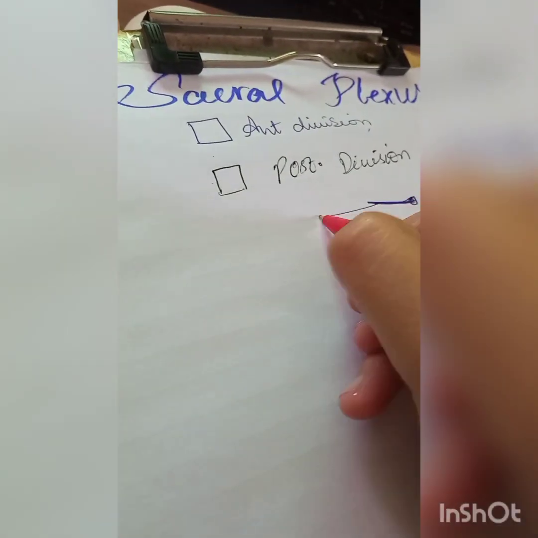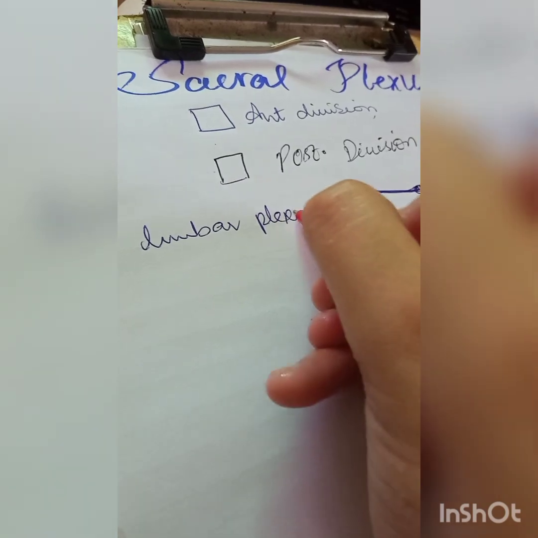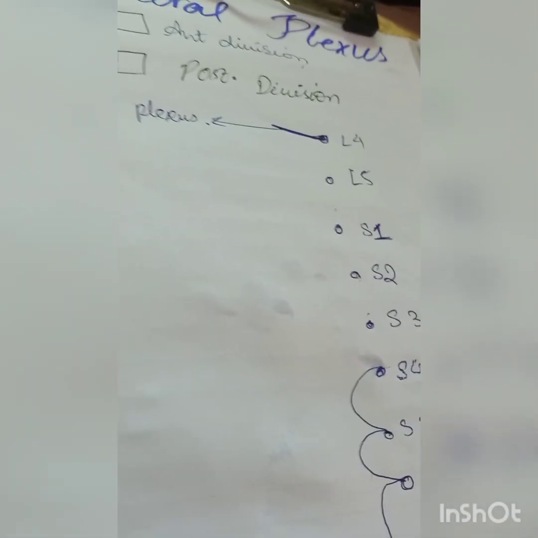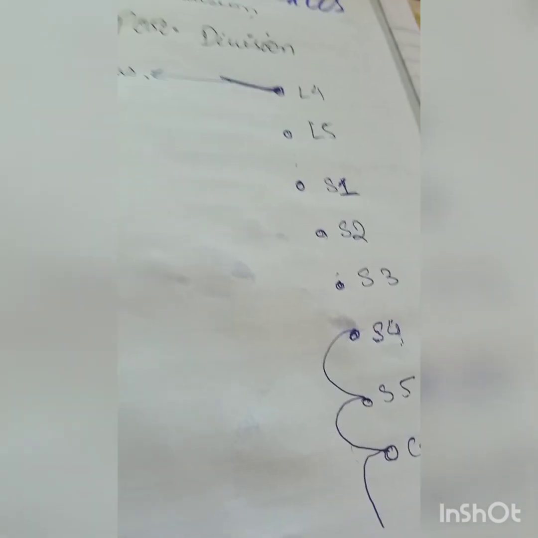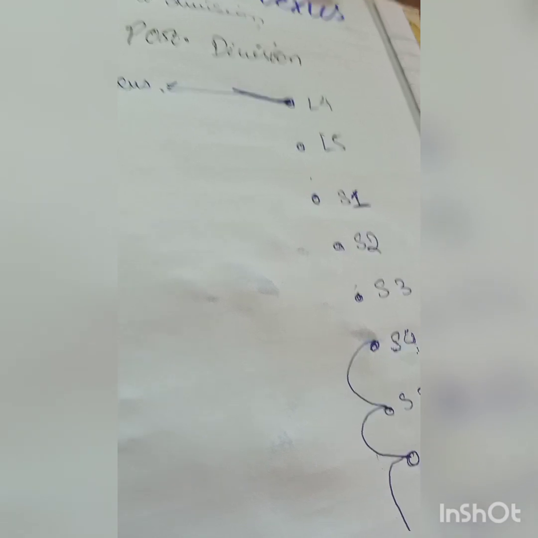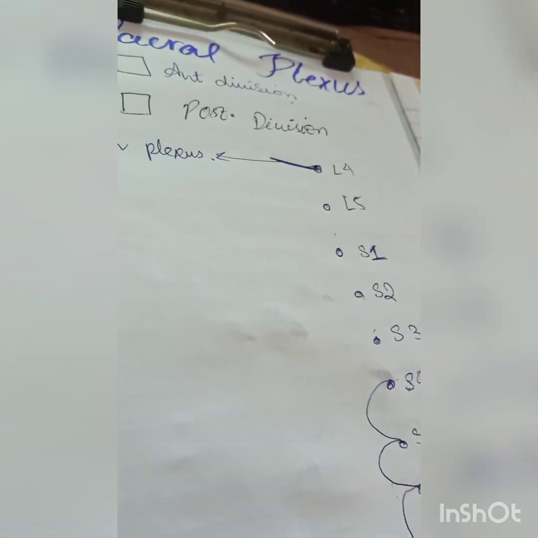That is a part of the lumbar plexus. L4 also participates in forming the lumbar plexus. But here comes the real story: how L4, L5, S1, S2, S3 and S4 link up to form the sacral plexus. There is the posterior division. We first make the common peroneal nerve, the sciatic nerve and the common peroneal nerve, because from there it becomes easy to draw the nerve roots.